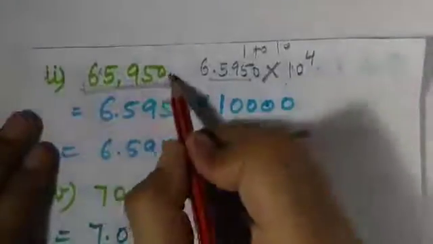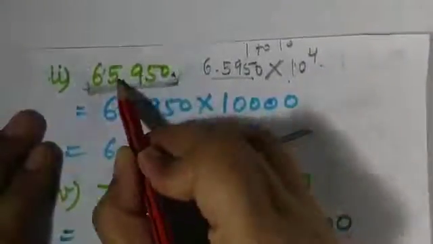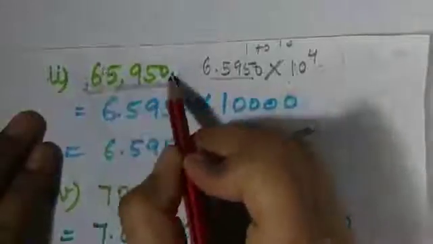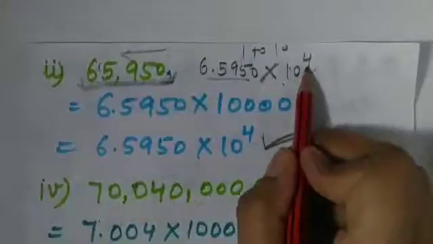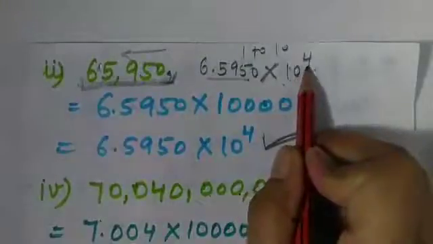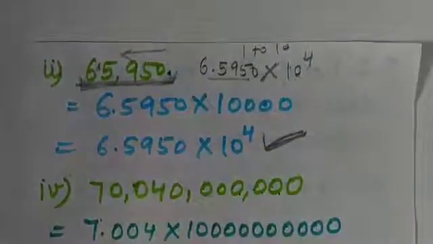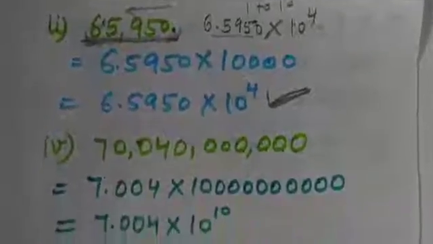So I have to shift the decimal by 1, 2, 3, 4 places. I have shifted the decimal to the left, so I have to multiply it with 10 to the power 4, or you can say 10,000. So this is the standard form. Let us consider one more example.